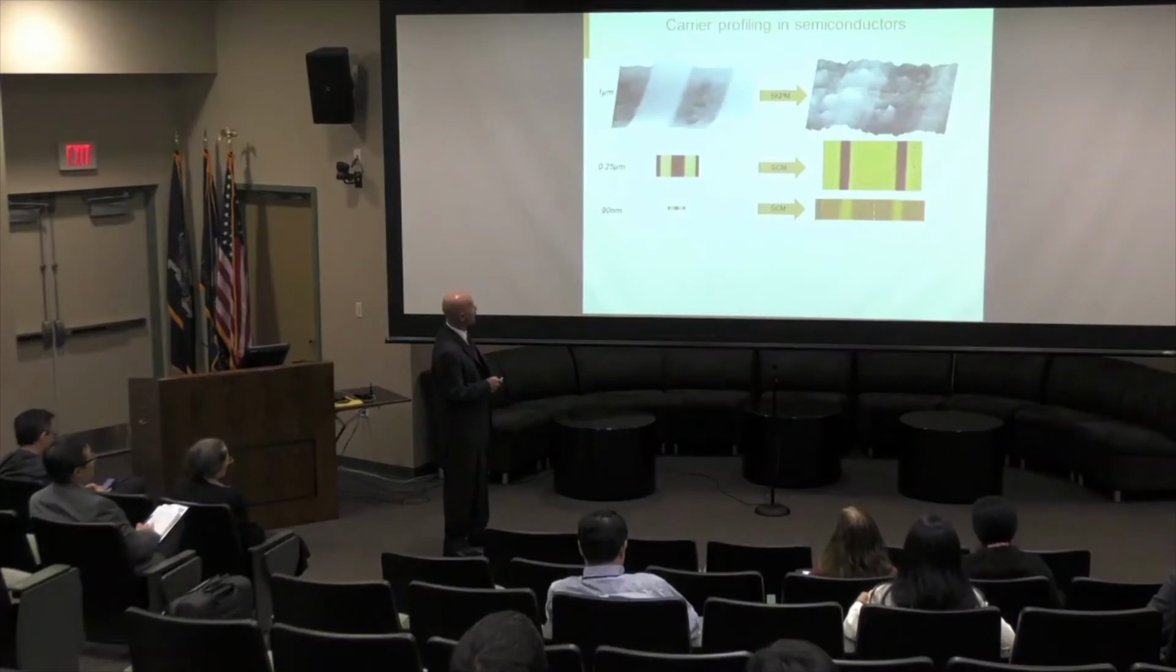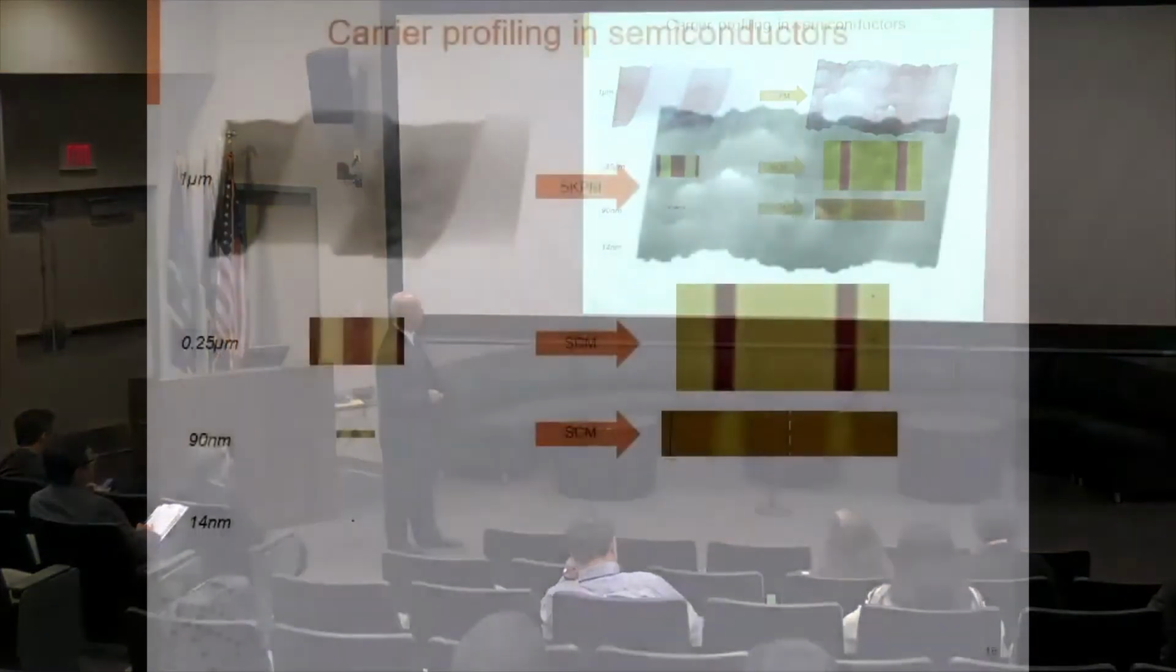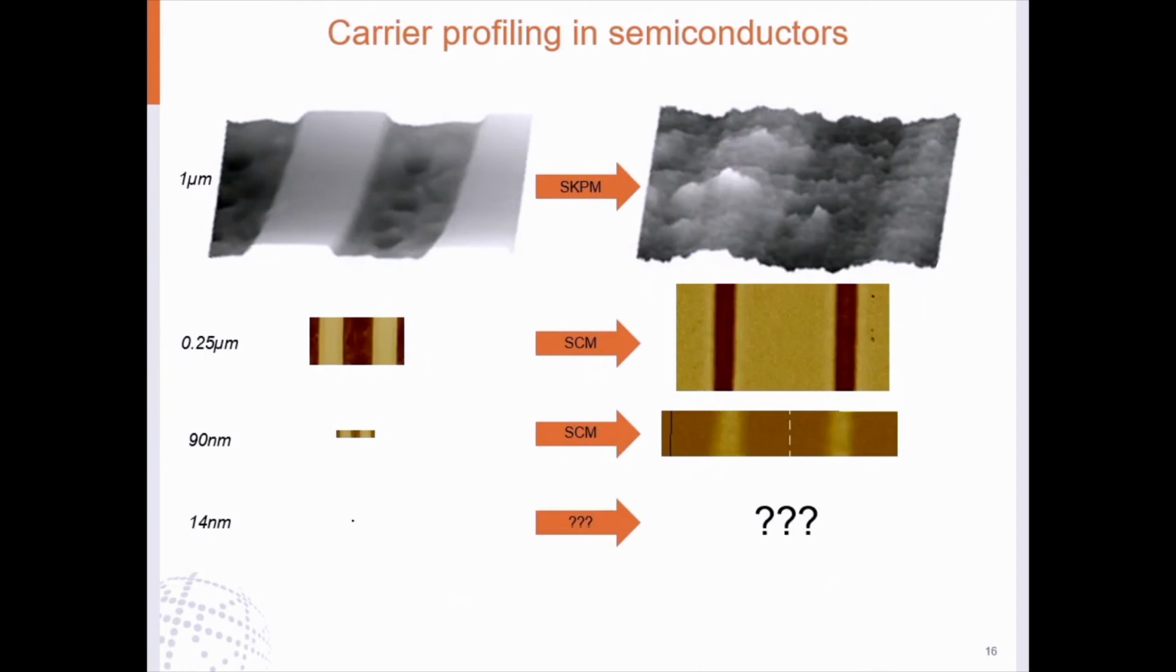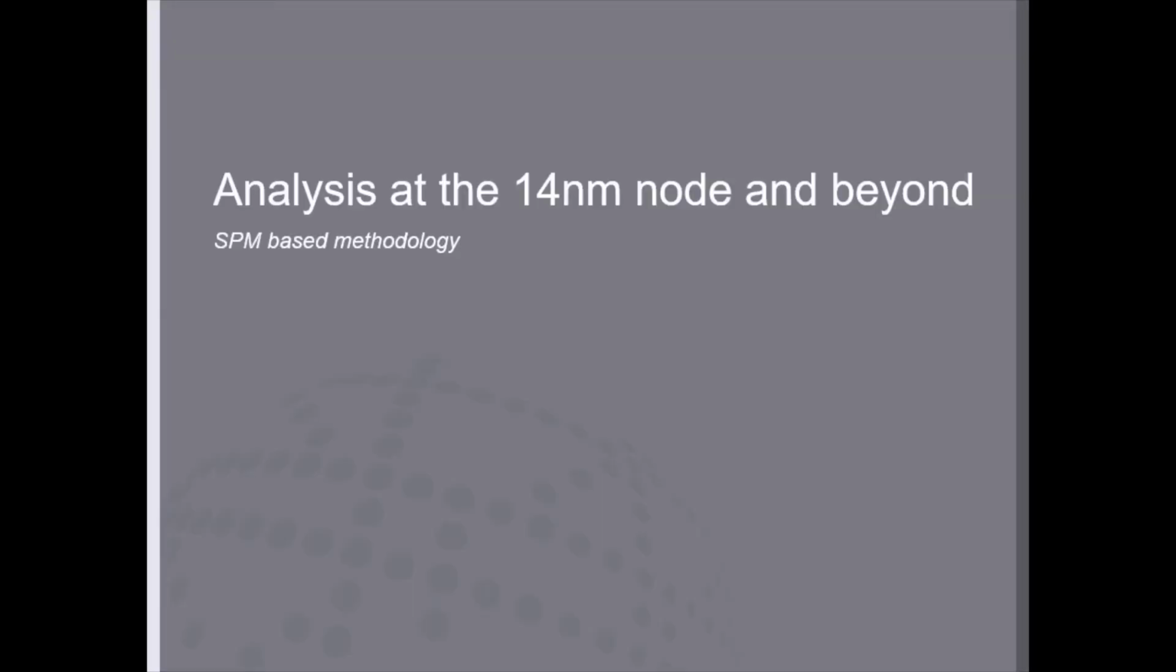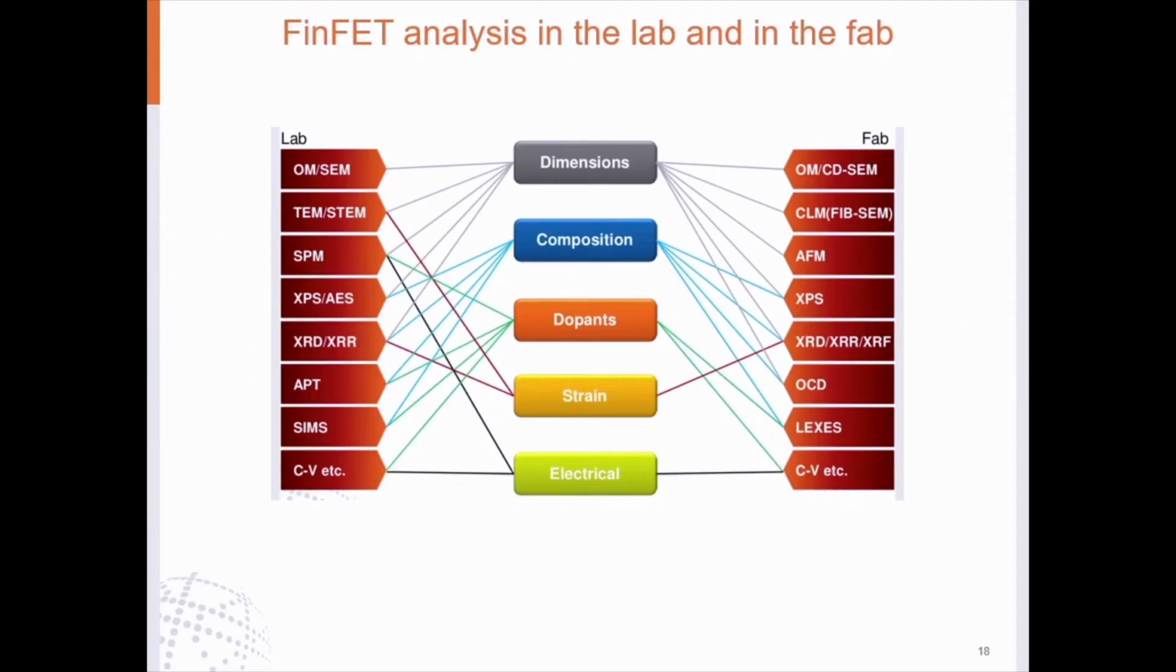Now we go to 90 nanometer, scanning capacitance microscopy again, and I've enlarged this image, but we're still getting some pretty good detail here, n-type and p-type regions. Here we are at 14 nanometer. What do we do? Will the existing analytical methods and sample preparation methods work? We don't know. So let's talk a little bit about analysis at the 14 nanometer node and beyond.